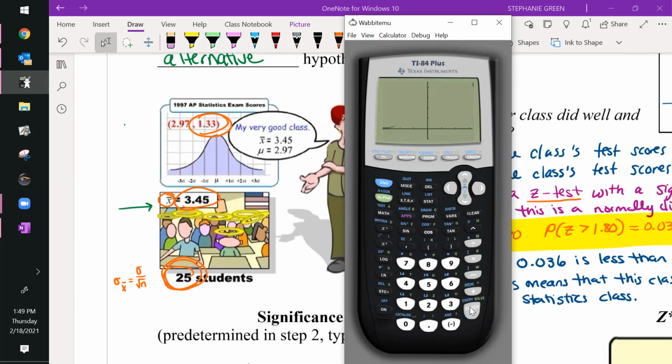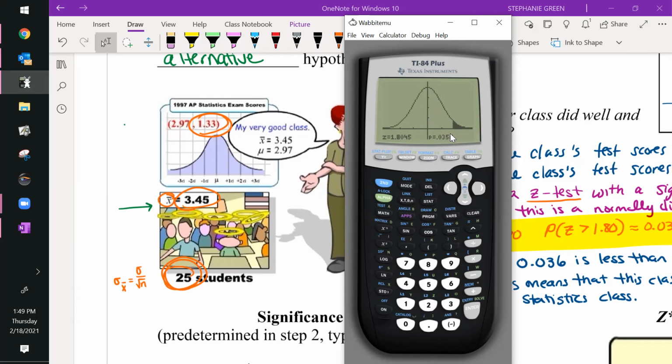So I'll hit enter. It's going to draw my normal curve, and it shades the area that represents the probability of our value being higher than 3.45. And it tells you right here my z-score 1.8 that we had calculated before, as well as the p-value that we calculated, 0.0356.